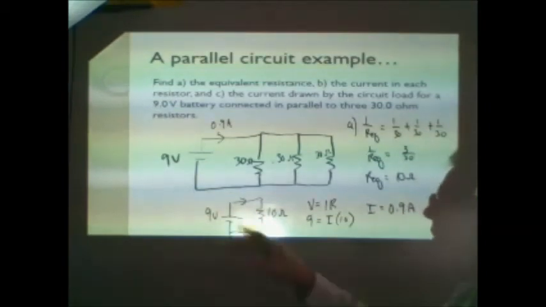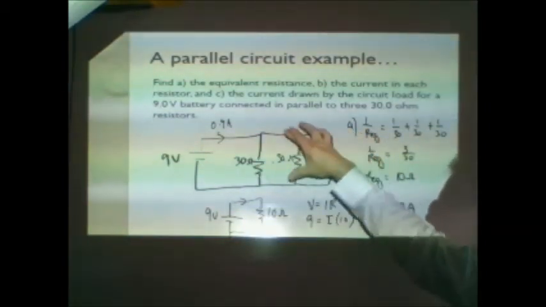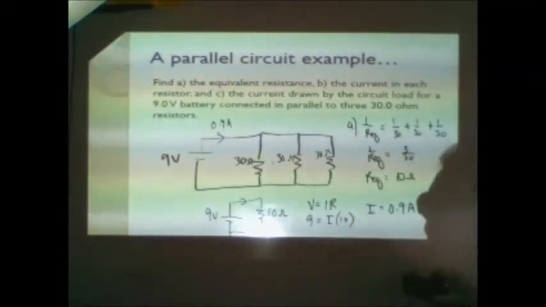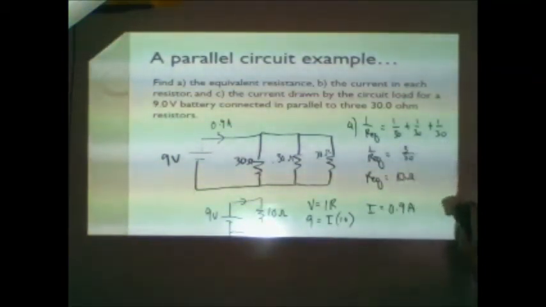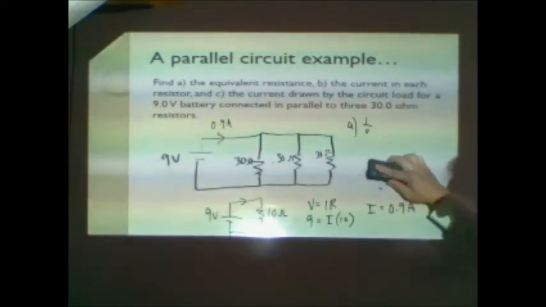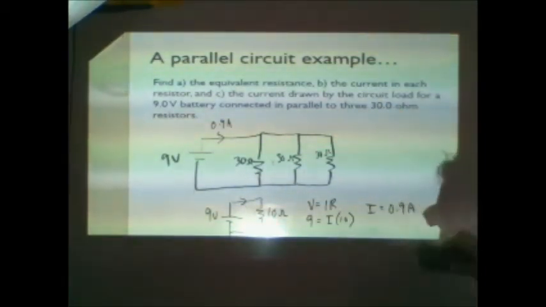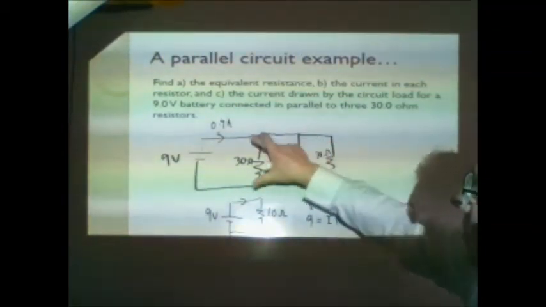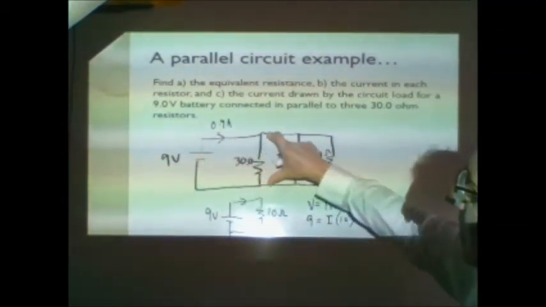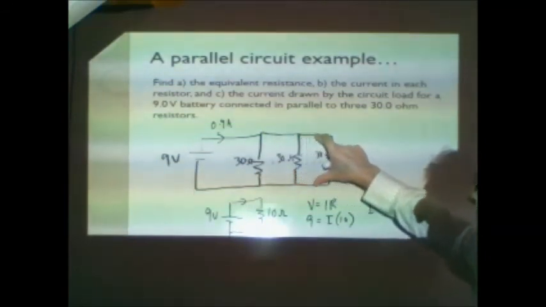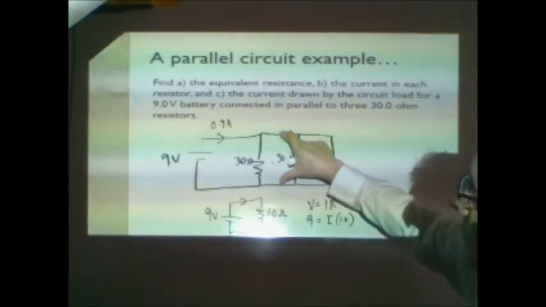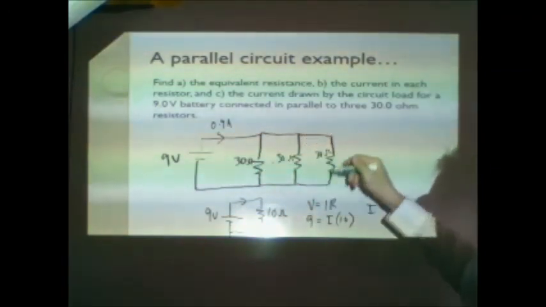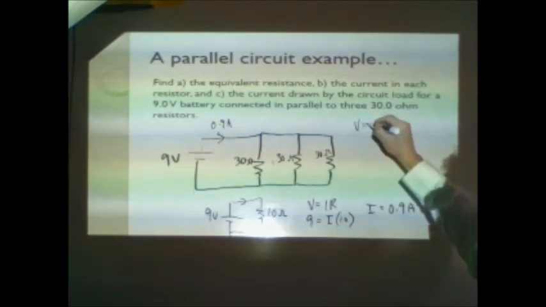Now, to find the current in each of these, we're going to use, again, V equals IR. Let me erase this up here now. The voltage across each of these resistors is 9 volts. You can see there's nothing that gets in the way of my fingers between the battery and these junctions. And so we can use V equals IR.